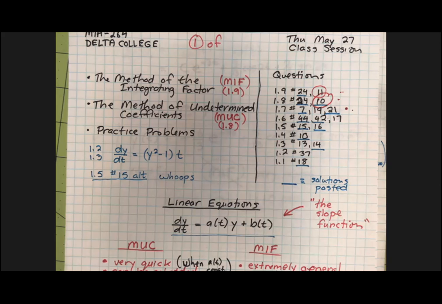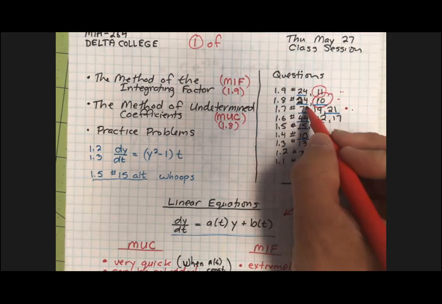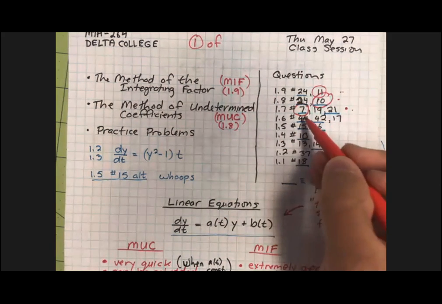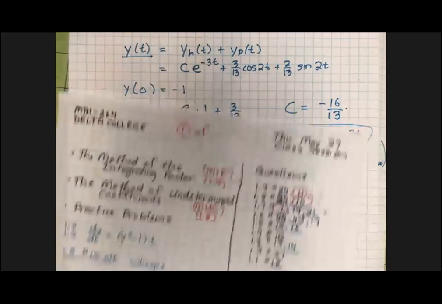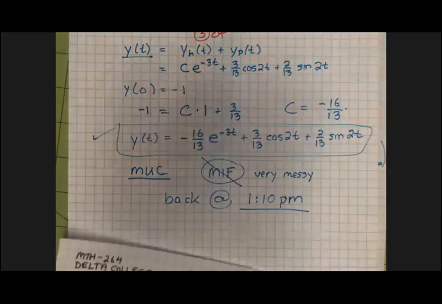I was looking at these three I thought were cute before I came in today. Let's look at 7. Let's look at 19. Let's look at 21. Let's do 7. I'll call it a medium problem, not the easiest, not the hardest. It's a mellow to medium problem. So let's get this stuff out of the way. Oh, keep numbering my papers, thank you.